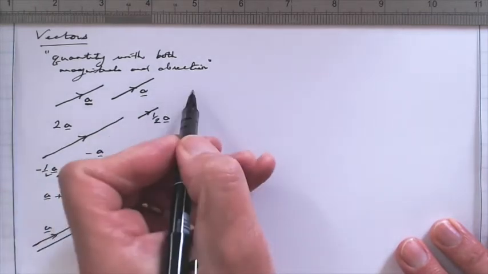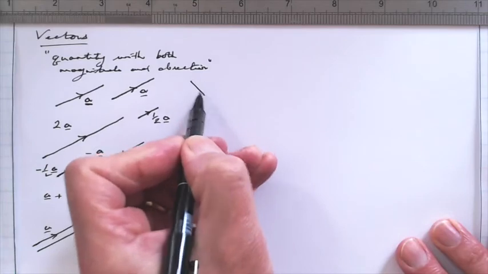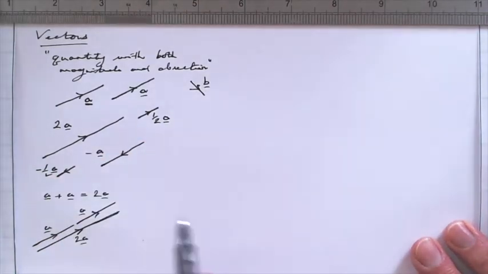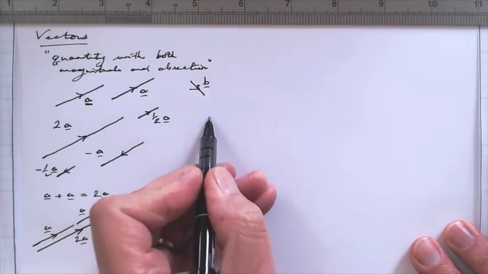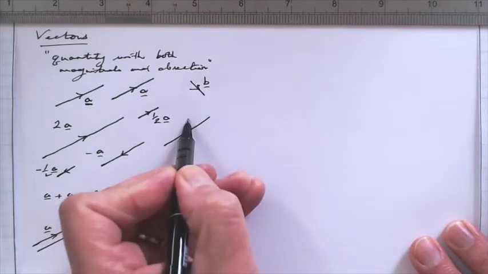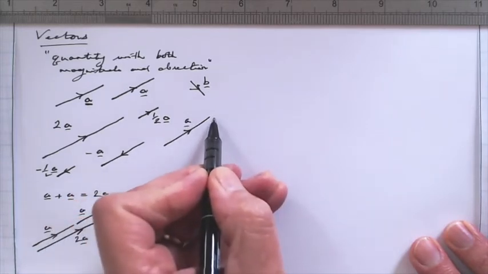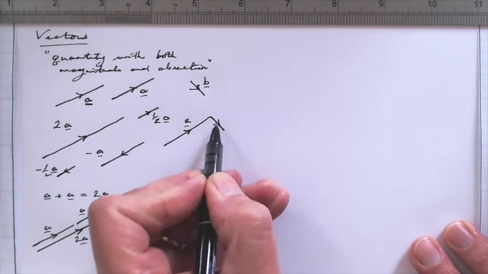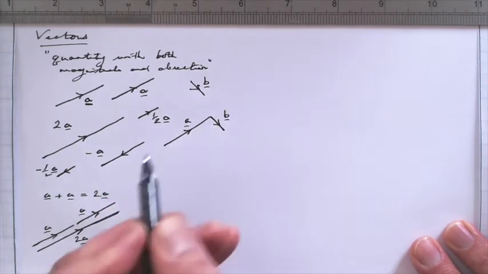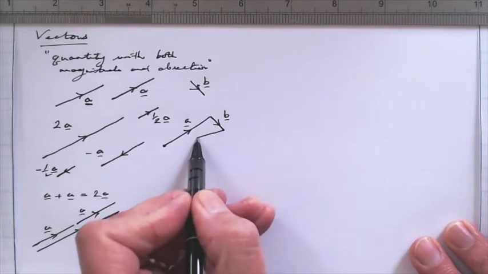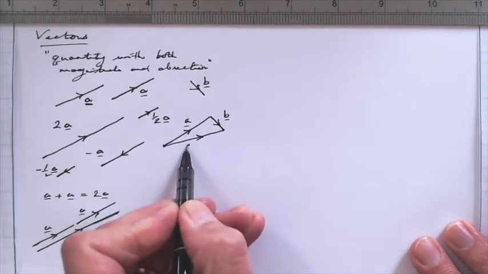I can just introduce another vector. Let me call this vector B. There's B. And I can think about A plus B. So here's A, becoming quite a familiar friend now. And adding B, I just put the tail of B onto the head of A. And if we go from the tail of A to the head of B, we define that to be A plus B.